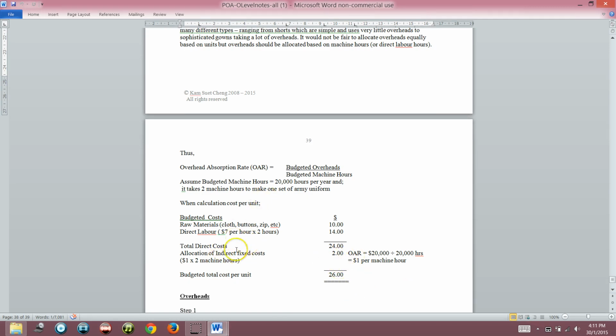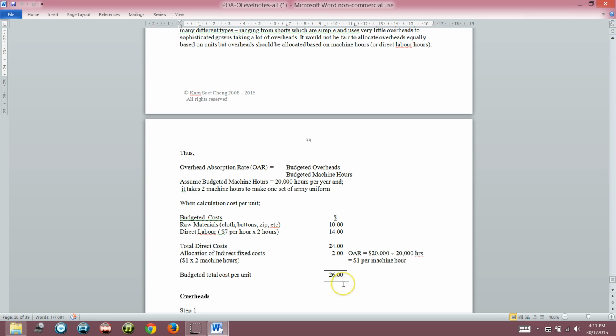So okay, for example, if now this is a wedding gown, the wedding gown may take 20 machine hours to manufacture. So the allocation of indirect fixed overhead for the wedding gown will be $1 times 20 machine hours, which is $20. Then 24 plus 20, the budgeted total cost per unit of wedding gown will be 44, for example. Okay, so now you have understood the planning part.